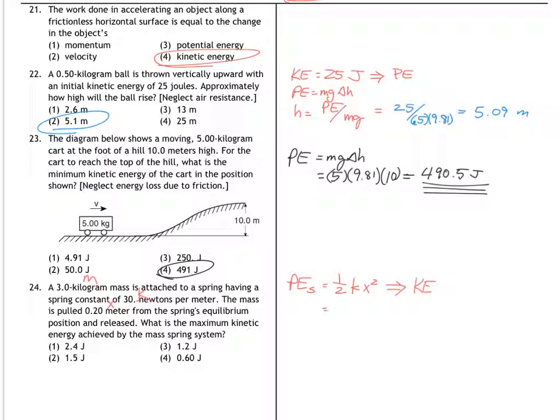The magnitude for the spring constant is 30, and the distance from equilibrium is 0.2. Of course, we'll need to square that. So I'm getting a surprisingly small 0.6 joules of energy that could be released. So my answer there is 4.